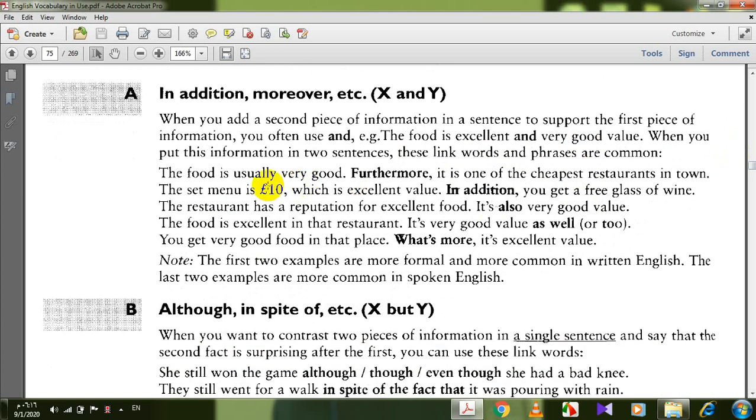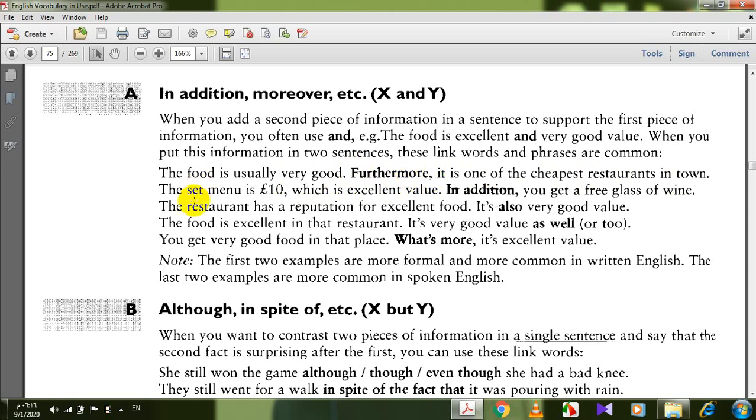The food is usually very good. Furthermore, it is one of the cheapest restaurants in town. So this is "furthermore". This is formal, by the way. We have to be very careful concerning the punctuation. Okay, we have a full stop, a capital letter, then a comma.